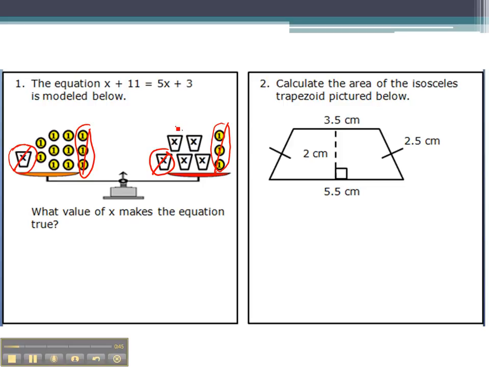Now I have 4 x's, but I want to know what x equals, not what 4x equals. So if I want to know what x equals, I group the 4 x's into groups of x, and I have 4 groups, so I have to group this other side into 4 equal groups. 1, 2, 3, 4, and there are 2 chips in each group, so x equals 2. Just to check ourselves, let's solve it the other way.